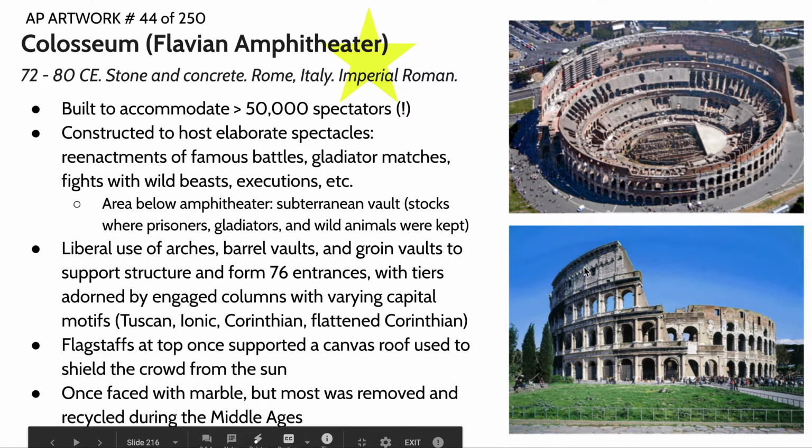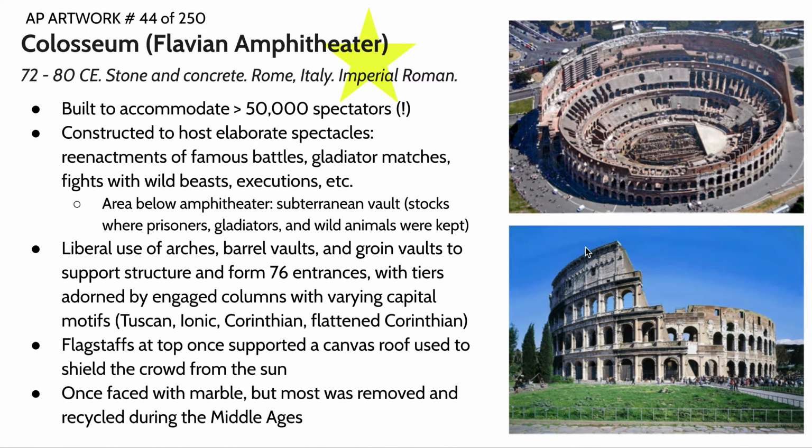There are also flagstaffs at the top of the Colosseum at one point in time, and they were actually used to support this canvas roof that would be pulled over the Colosseum and used as shade on hot days. If you've ever been to Rome in the summer, you know that it gets very hot, and this is all made of stone, so you can imagine, again, very, very hot.